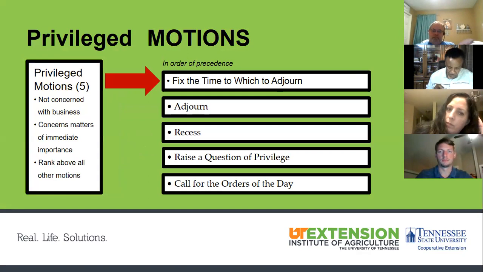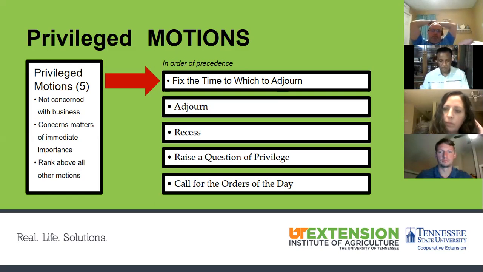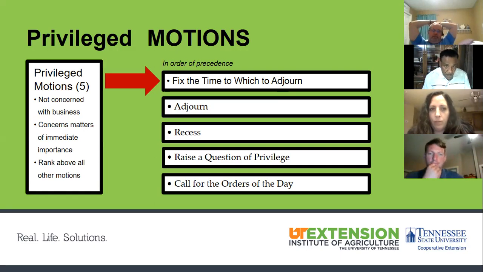The motion to fix the time to which to adjourn. What that motion does is it's not concerned with anything about the business at hand. It sets when we're going to adjourn to. So if we don't have a regular meeting scheduled, or if this meeting's going to go long, if we're in a 3-day conference or something like that, I might make the motion to fix the time to which to adjourn, that when we adjourn, it will be until Tuesday at 6 o'clock. And that's when our next meeting will be.